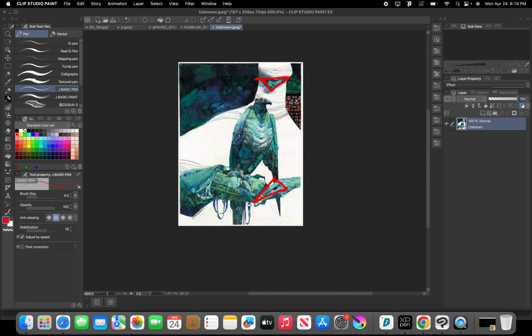As well as the bird, right? So we have all these triangular shapes, and they're being held by this big shape here.